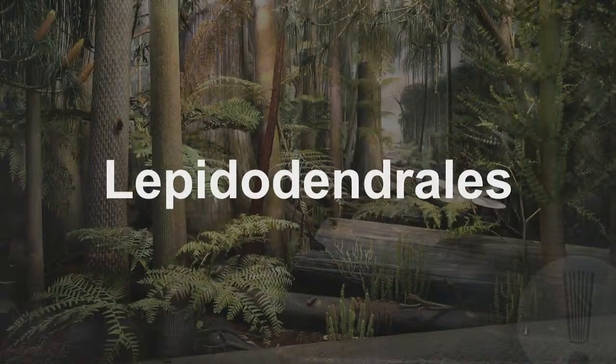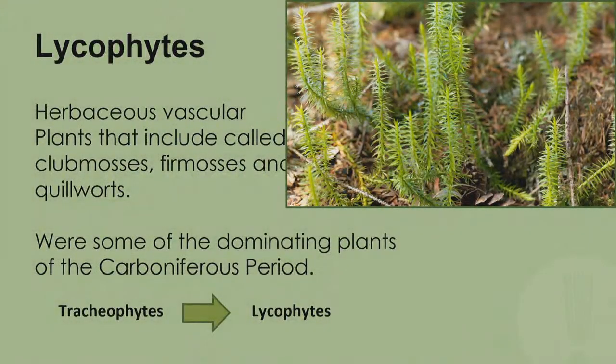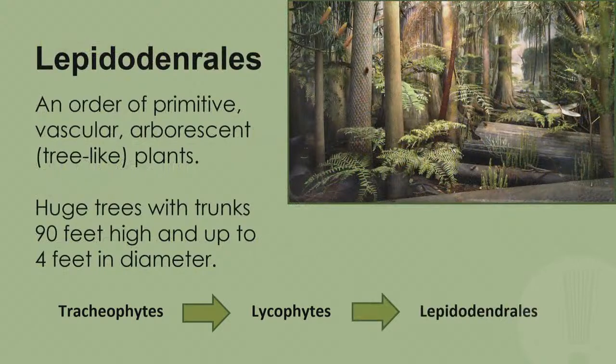We've got Lepidodendrales. These are the really cool ones. This is a group of lycophytes, related to the modern club mosses, fir mosses, and quillworts. I said horsetails, I meant club mosses, fir mosses, and quillworts. Evolved from the tracheophytes. This is an order of primitive, vascular, arborescent, tree-like plants. Huge trees, trunks 90 feet high and up to 4 feet in diameter.